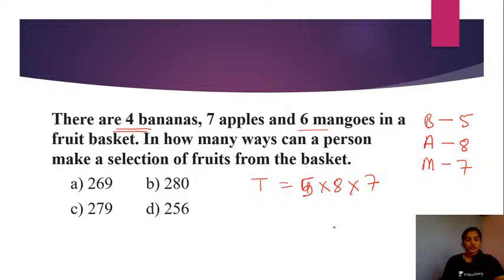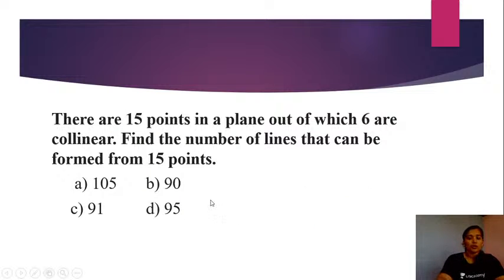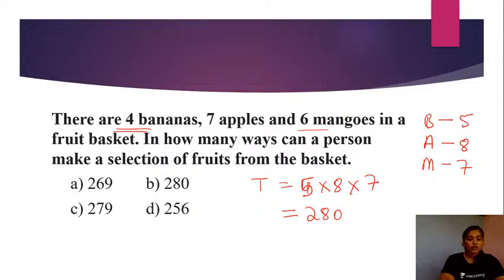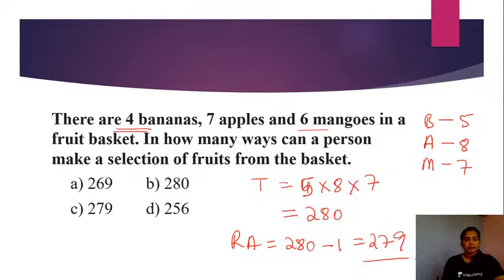Am I correct? So this is going to be 5 into 8 into 7. So you have 5 8s are 40, 40 into 7, which is going to be 280 ways. Now you are asked for the probability of selecting the fruits. We have also included the probability of having 0 banana, 0 apple and 0 mangoes being chosen there, right? So we'll exclude the probability where all the quantities are selected in 0 ways. So our required answer here in this case will be 280 minus 1. So the answer would be 279.